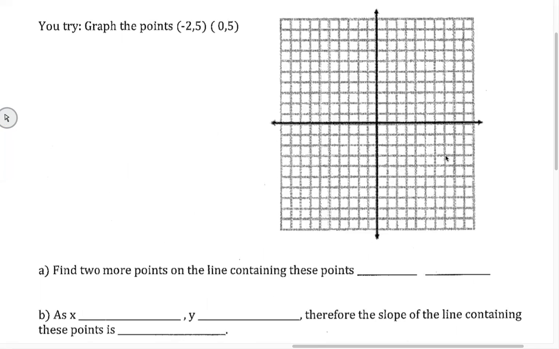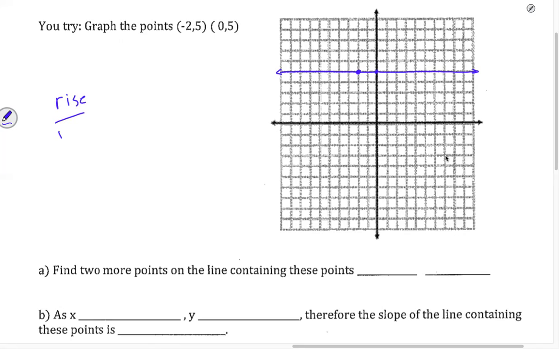Now, it says you try, but you're at home. So we're going to do it together. -2, 5, that's going to be 1, 2, 1, 2, 3, 4, 5. And 0, 5. Ooh, look at that. Well, what the heck do I do here? Well, let's connect those. I can see I have a horizontal line.